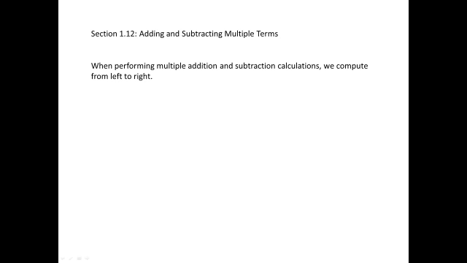Adding and subtracting multiple terms. When performing multiple addition and subtraction calculations, we must compute from left to right. Example, compute 12 minus 6 plus 3. We want to do this calculation reading it from left to right, which means we do the subtraction and then we do the addition. 12 minus 6 is 6. And then the plus 3 comes along. 6 plus 3 is 9.